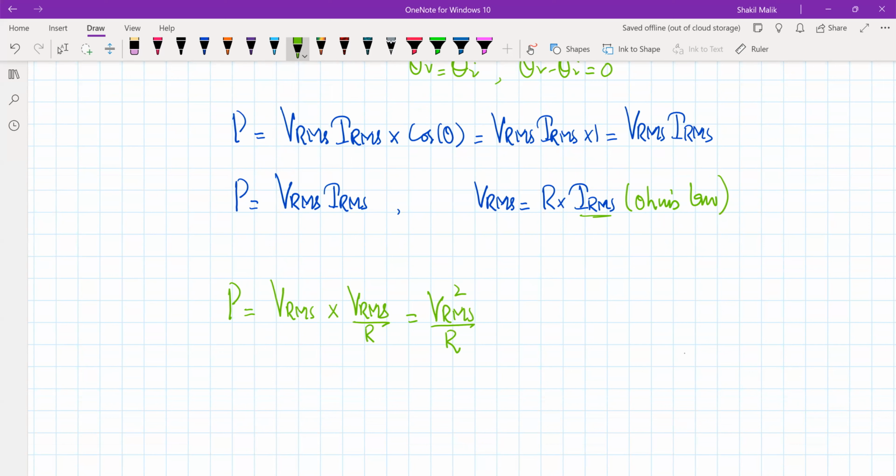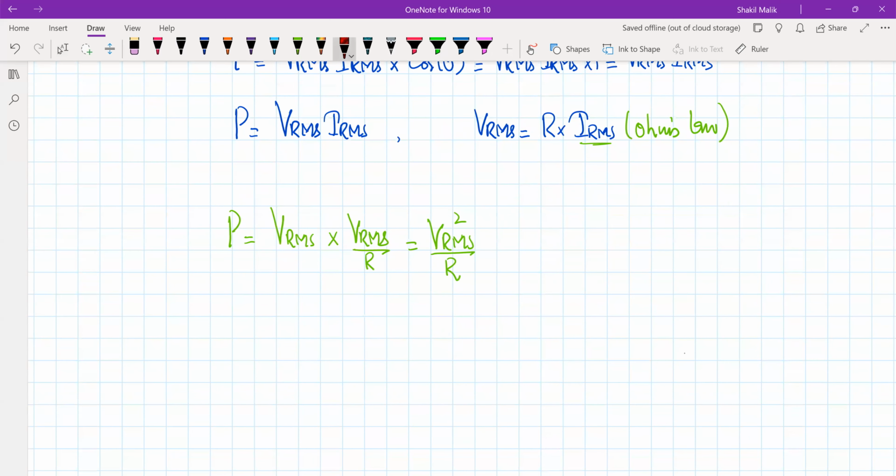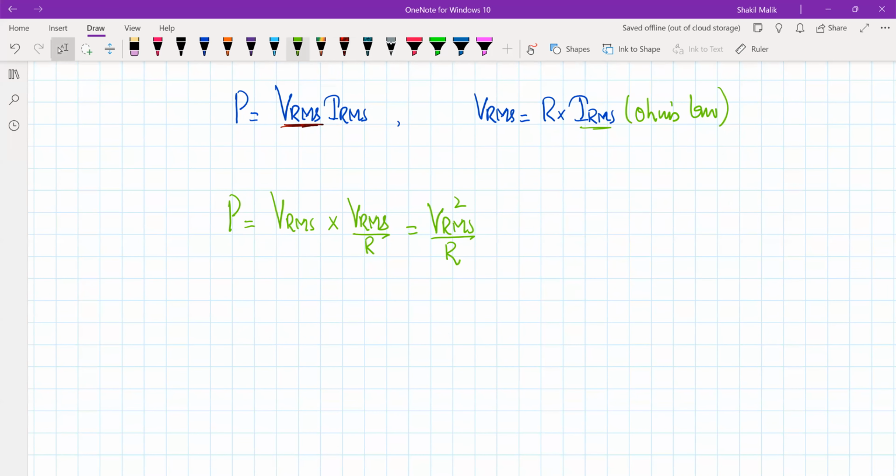So you can write it as Vrms square divided by R. If you substitute the value of Vrms in terms of resistance and current, you get another equation. Instead of Vrms, you write R times Irms, and we have Irms here, so it will be Irms square multiplied by R. This is how we define the power in terms of the RMS value. If we substitute the values, you can also define this average power in terms of peak value.